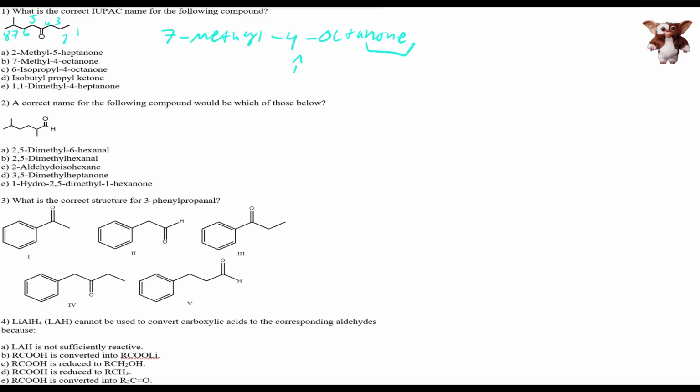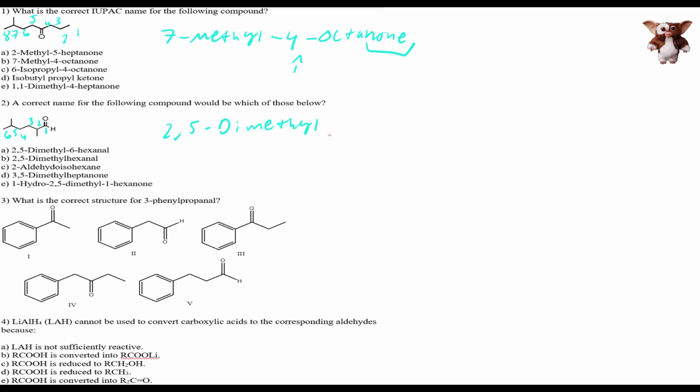Number 2, a correct name for the following compound would be which of these below? Notice that we have an aldehyde now. So you're going to start counting directly on the carbon from the aldehyde. So we go 1, 2, 3, 4, 5, and 6. On the 2nd carbon and on the 5th, there is a methyl. So we have 2, 5. We have 2 methyls, so that's going to be dimethyl.